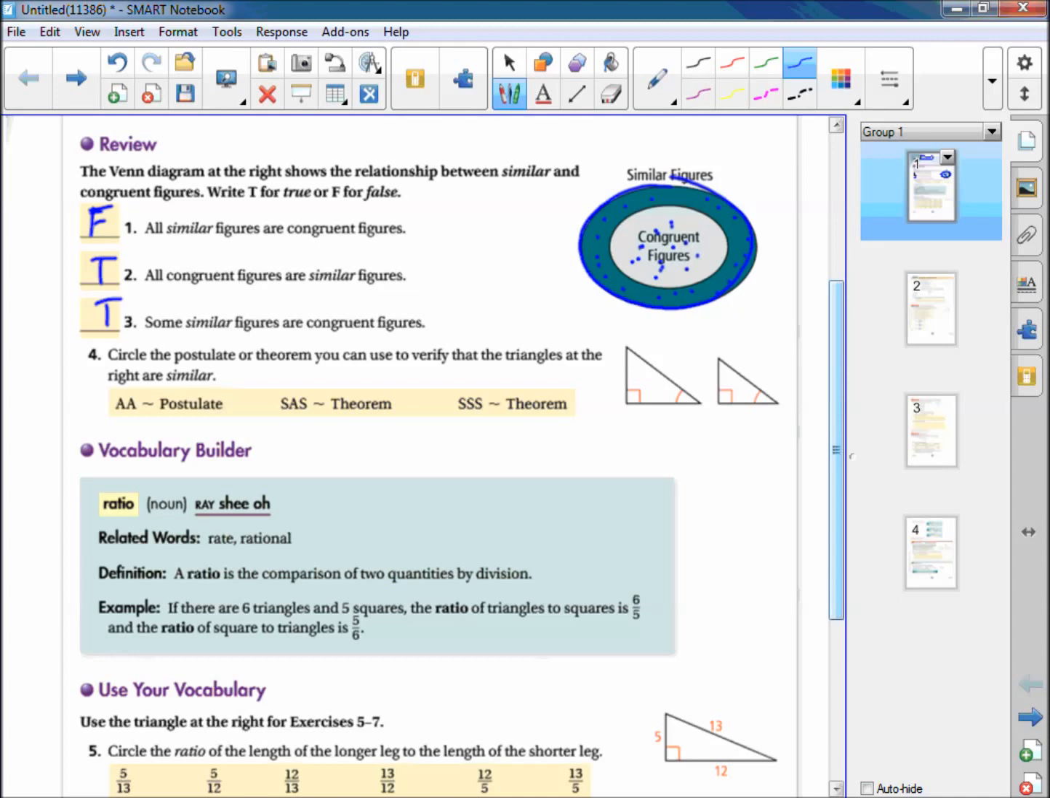Okay. Circle the postulate or theorem you could use to verify that the triangles at the right are similar. We don't see any sides marked on here that are proportional, but we can see two angles are the same for each. So this would be the angle-angle postulate. Remember, for this one we have to have 2 sets of proportional sides, and for this one we have to have 3 sets of proportional sides. Neither one of those works for us.